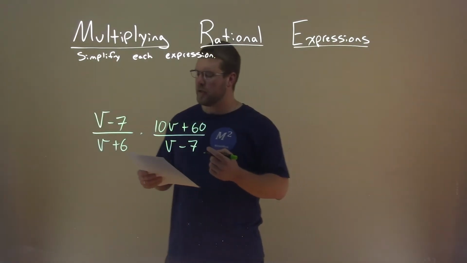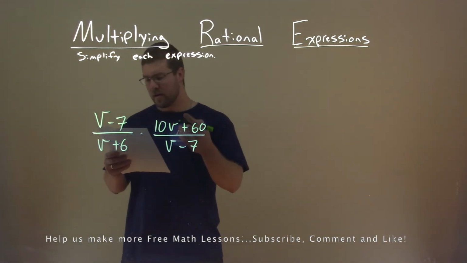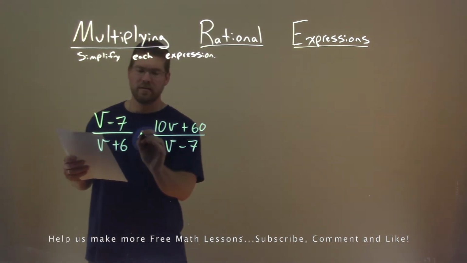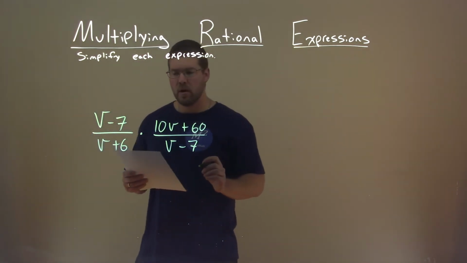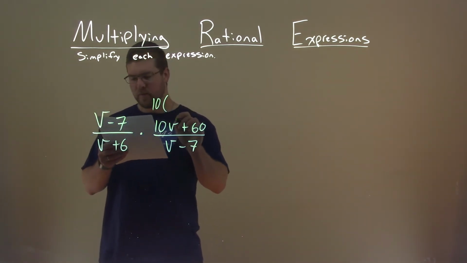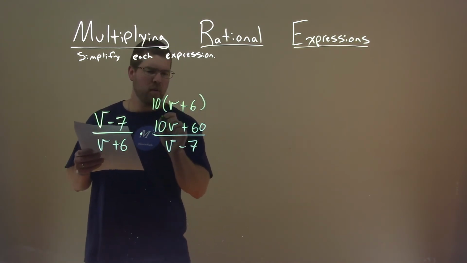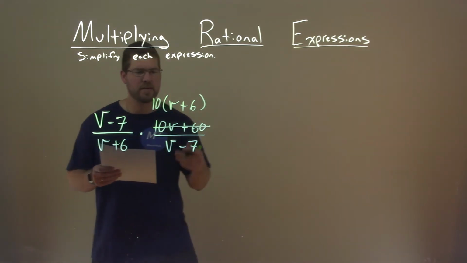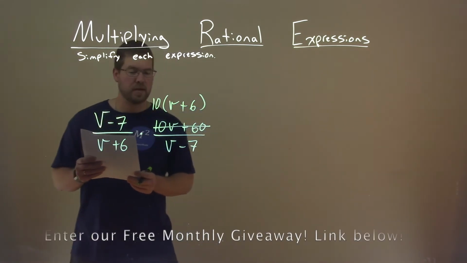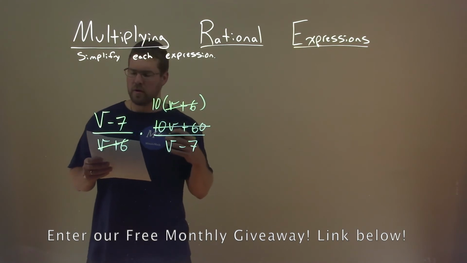We're given this problem right here: v minus 7 divided by v plus 6 times 10v plus 60 divided by v minus 7. And we need to simplify this expression. Well, I'm going to see if I can factor something out. 10v plus 60, I pull out a 10 and I'm left with a 10 times v plus 6. Well, that can be replaced here, so we cross out the 10v plus 60, and we replace it with our factored form. Now we want to see what we can cancel out. v plus 6 here, and this v plus 6 cancels out, numerator and denominator.